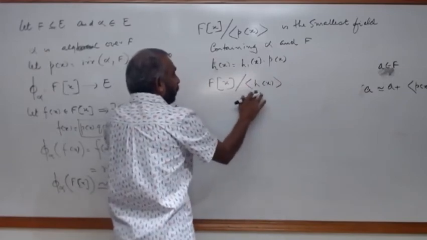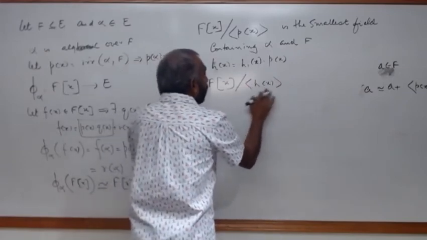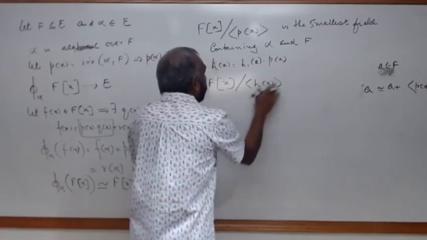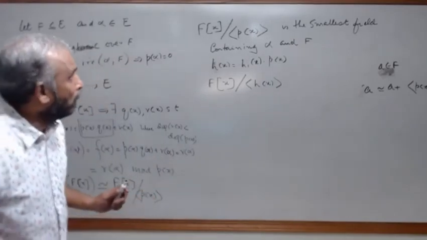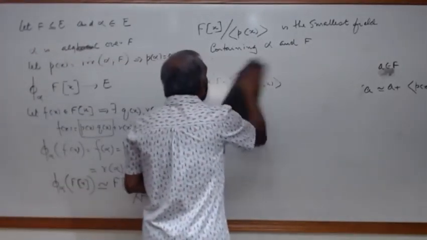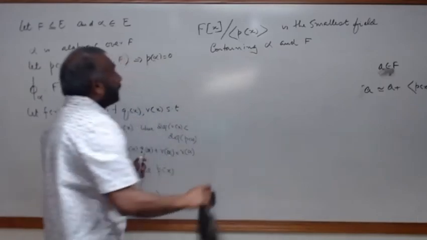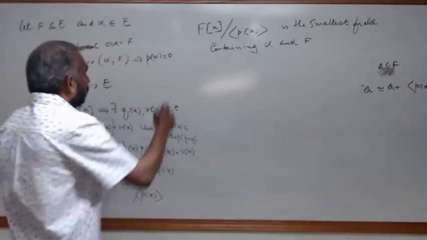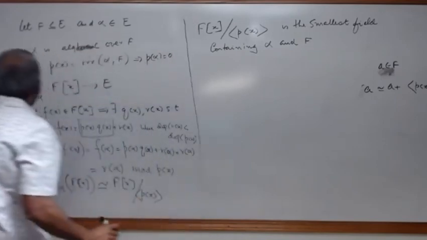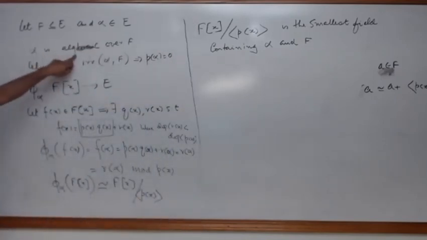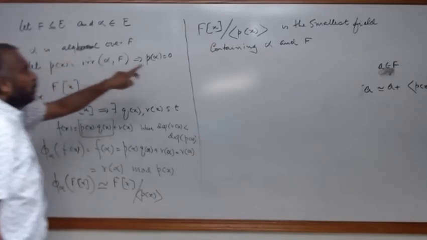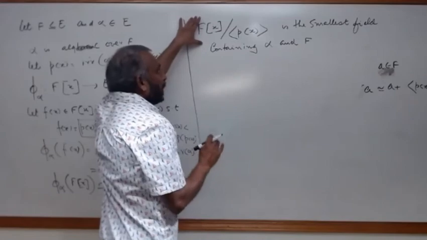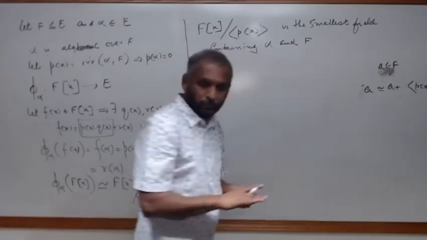because this is not an irreducible polynomial. It is a field only if this is an irreducible polynomial. So this is not possible. So the smallest field containing alpha and f is going to be this. So if alpha is algebraic, we have a smallest field containing alpha and f.